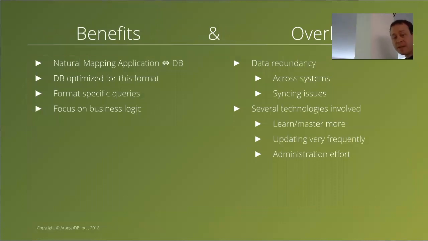So what are the benefits and what is the overhead of using a polyglot setup in total? I'm not talking about multimodal databases yet. One of the benefits is I have a natural mapping of my application data into the database. If in my application I'm typically throwing around JSON documents, it's super easy to just take it and store it in the JSON document store. I don't have to think about it. It just works. If I have a super complex graph in my application, I need to search several patterns, a graph database is a natural fit.